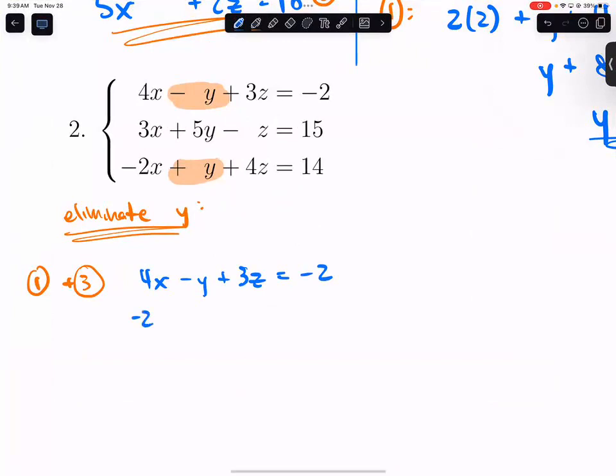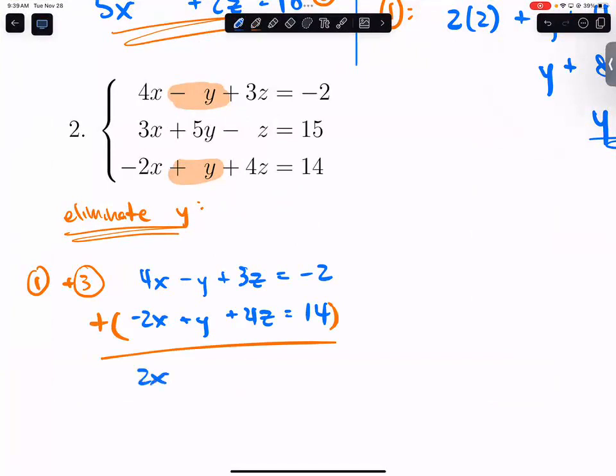And 3 is negative 2x plus y plus 4z is 14. We're adding. So when I add, I get 4x plus negative 2x, negative y plus y, which is 0, which is good because that was the idea, and 7z equals 12. So eliminating y there gives me an equation that's only got x and z in it.